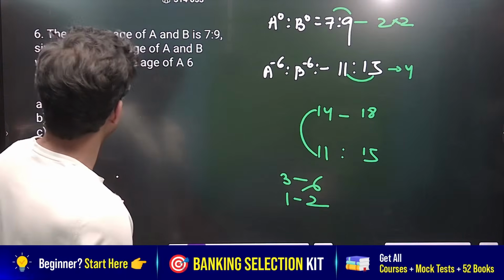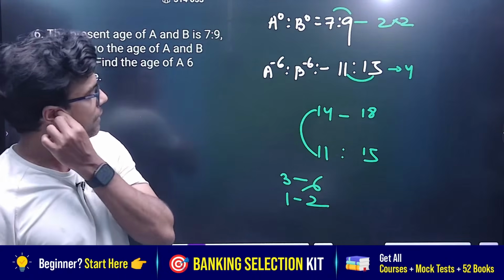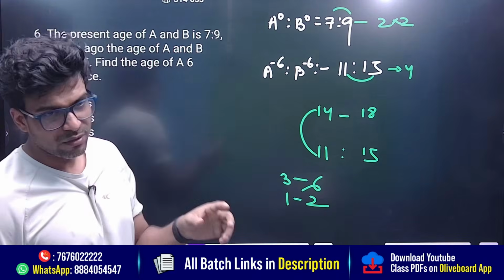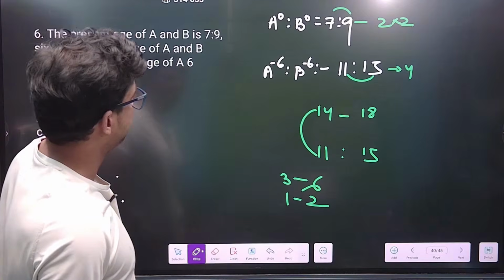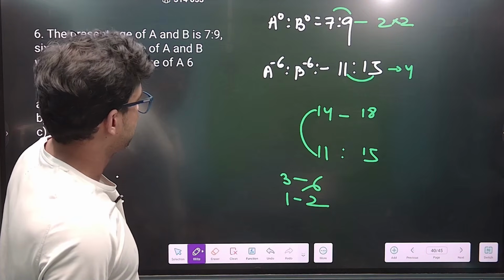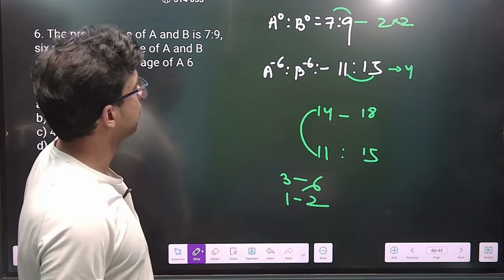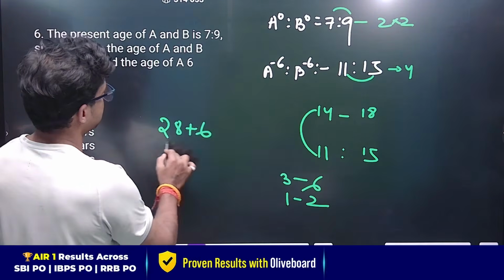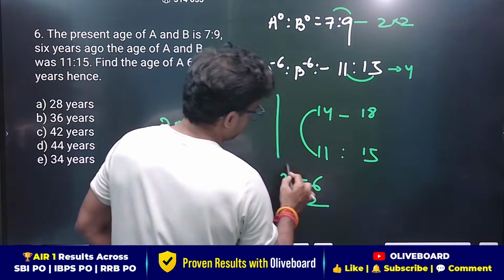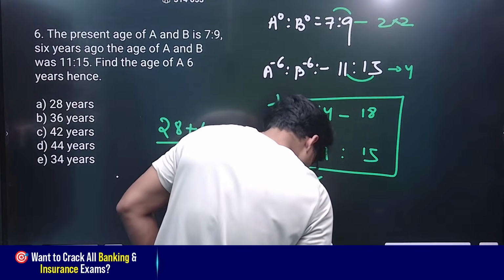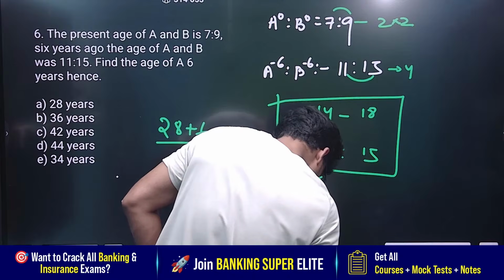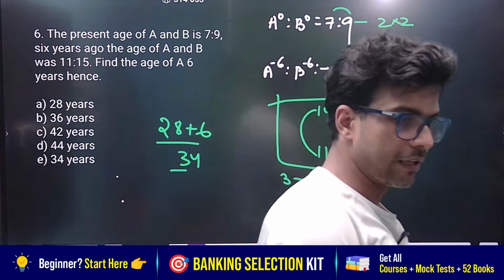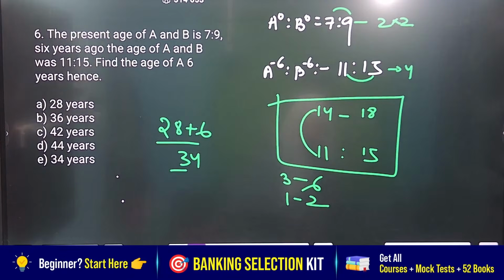Find the age of A 6 years hence. Age of A is basically how much? 28, right? 28 plus 6 is 34. This is the age which I'll get. Clear now? This was easy. And it was an RRB clerk question.